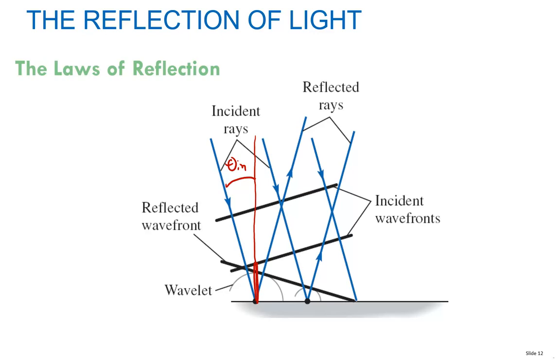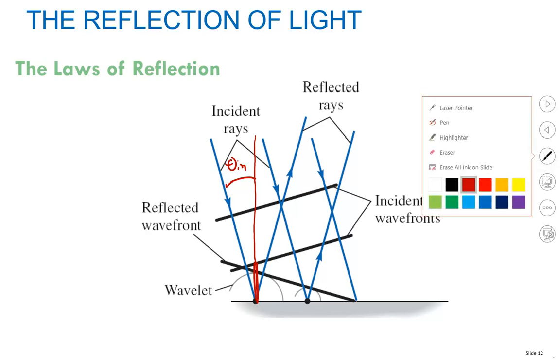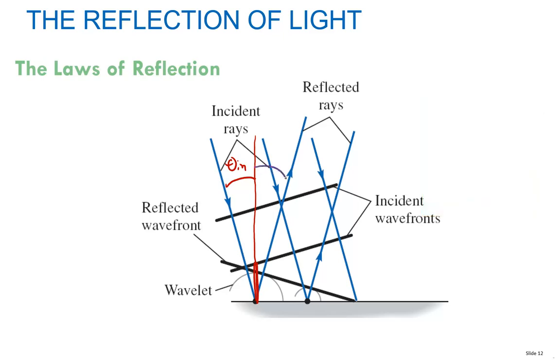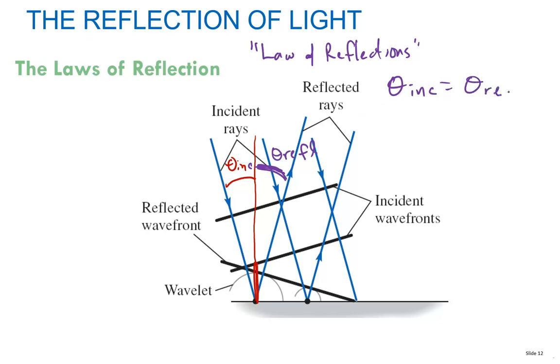And then we do the same definition for the reflected ray. So the angle of reflection, and you actually have to go to the fourth letter to make it unique from refraction. The angle of reflection is the angle between the surface normal and the reflected ray. And then we get the law of reflections, which is the simplest law you will learn. Theta incident, actually I should put a C there, is equal to theta reflected.